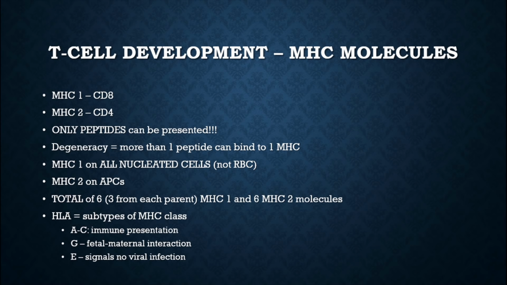Subtype A through C are the immune presentation ones. And again, we have 3 of those, A, B, and C from our mother, and then 3 A, B, and C from our father. HLA-G subtype is the subtype responsible for fetal-maternal interaction. And HLA-E is a subtype that's used to detect healthy cells from virally infected cells. This comes back to the natural killer cell attachment and recognition.